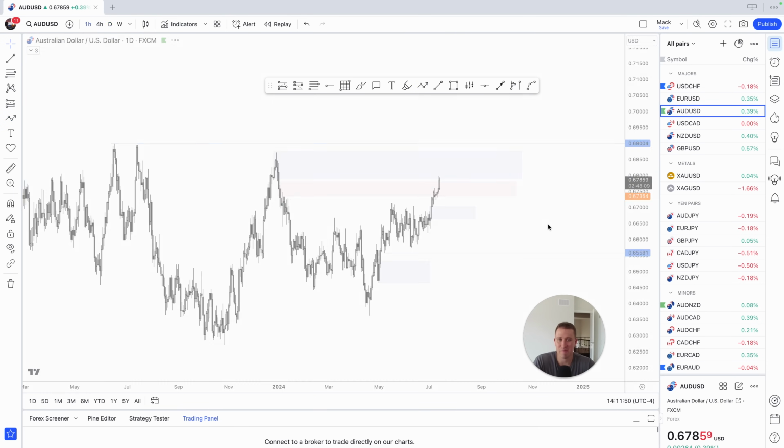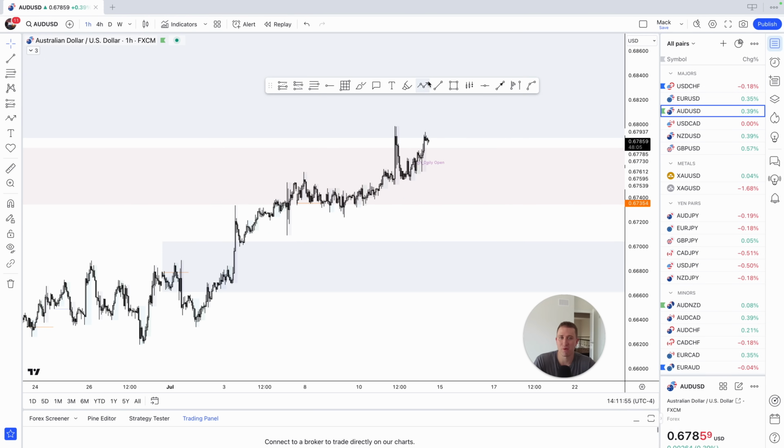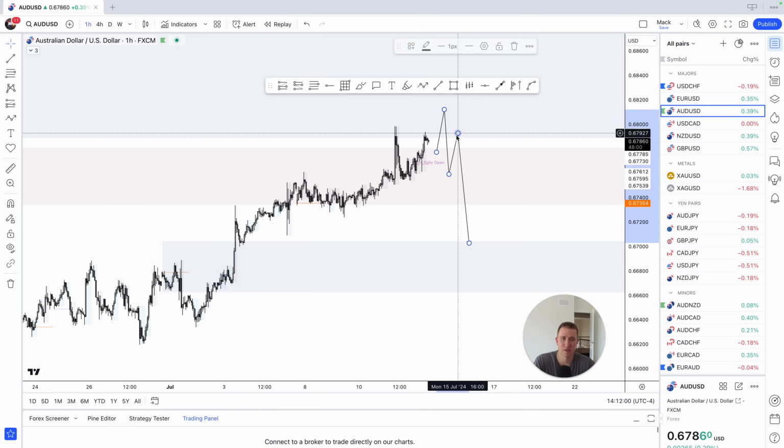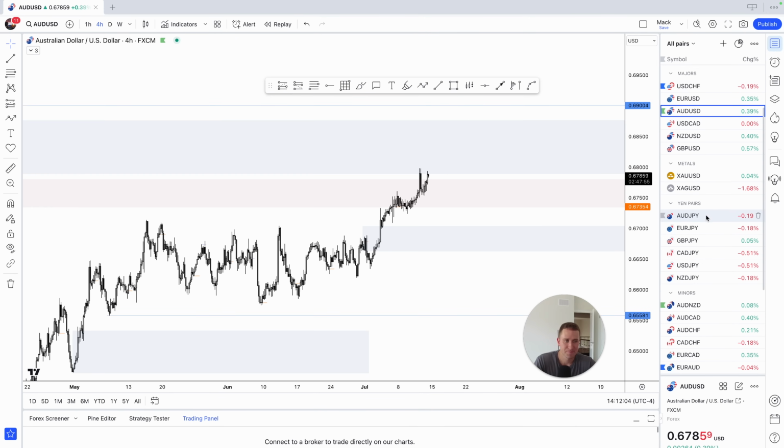Probably off the hourly time frame, I will gladly look to take shorts into this discounted region if the hourly shapes up, right? So say we get a sweep, we get a break of structure like this, I'll gladly look to take it short, or if the above play happens as well, okay?